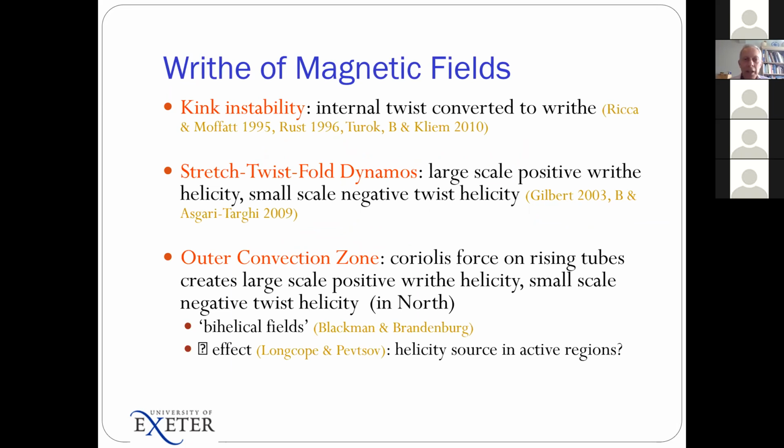Okay. So in the kink instability, internal twist will be converted to writhe. In stretch-twist flow dynamos, you get large scale writhe of one sign, and to compensate, small scale negative twist helicity, because you're not creating any net helicity. In the outer convection zone, Coriolis force on the rising tubes might create a large scale positive writhe helicity and a small scale negative twist helicity. So Blackman and Brandenburg will call this bihelical fields. And this could also be the helicity source in active regions.